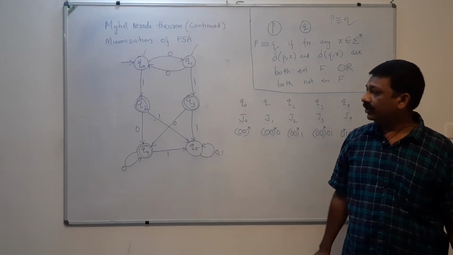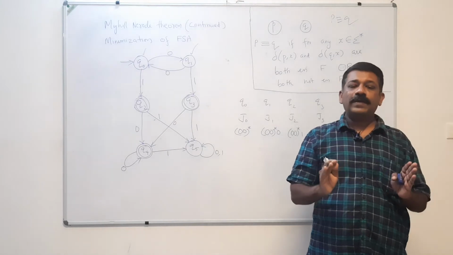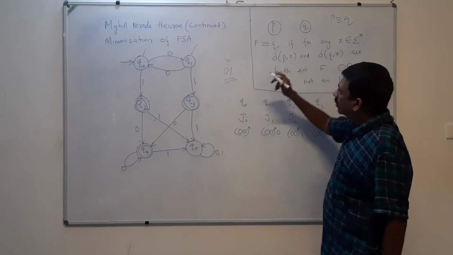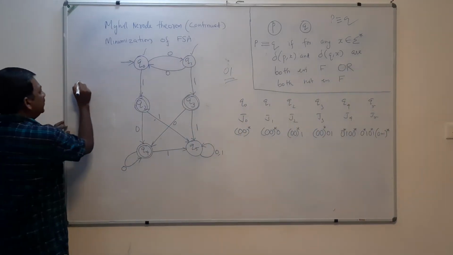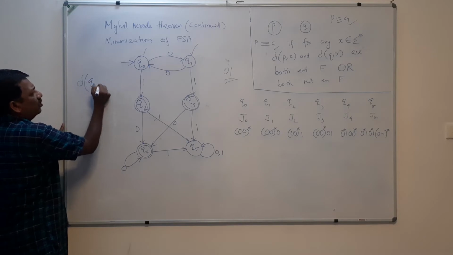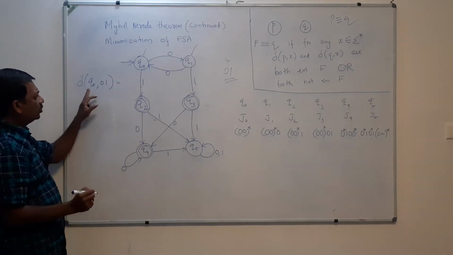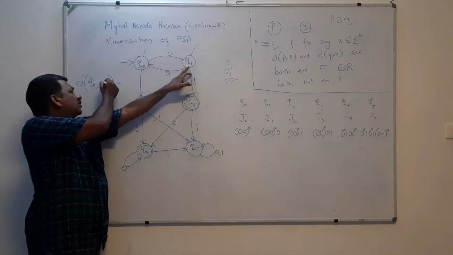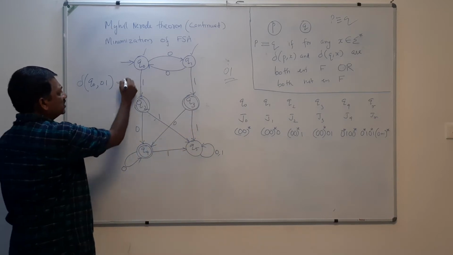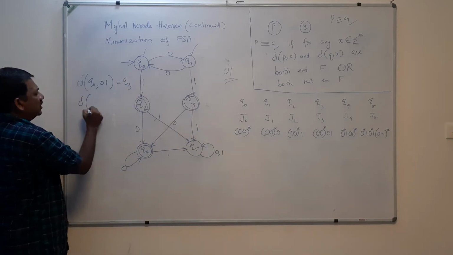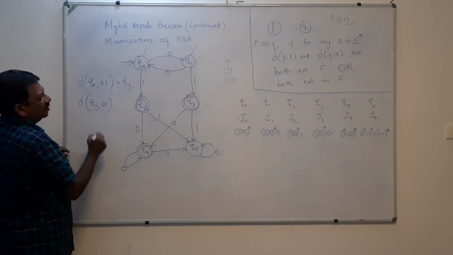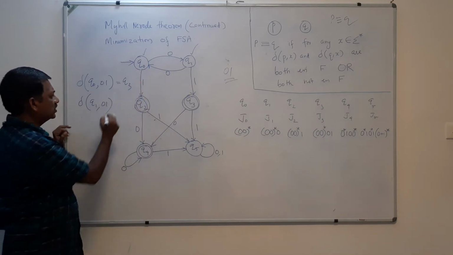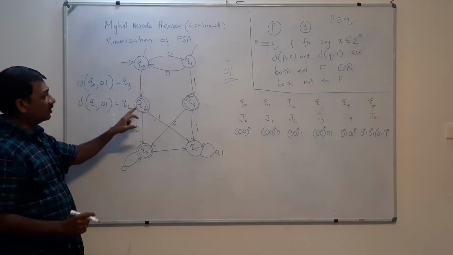For that, what I have to do is apply, say, 0, 1. That means I am going to find delta of Q0 on 0, 1. What will happen? Q0, after accepting 0, it reaches Q1, and after accepting the next one, it reaches Q3. That means this is Q3. What about delta of Q1 on 0, 1? Q1 on 0 it is Q0 and Q0 on 1 it is Q2. This is Q2. Both are final states.